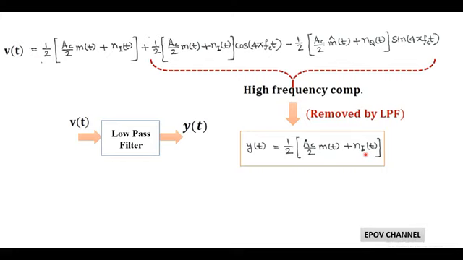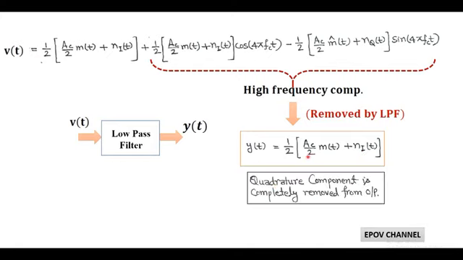And here we see the output y is free from the quadrature noise component, as it is completely removed by the low pass filter. And output y is a combination of the scaled message signal plus the in-phase noise component. And from the output we can find the output SNR.